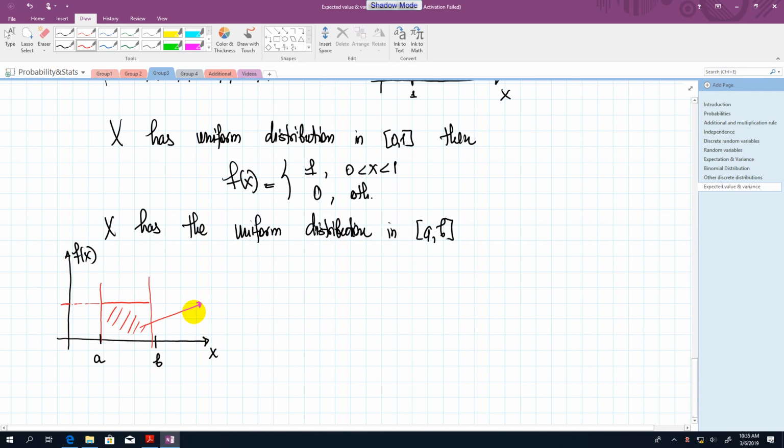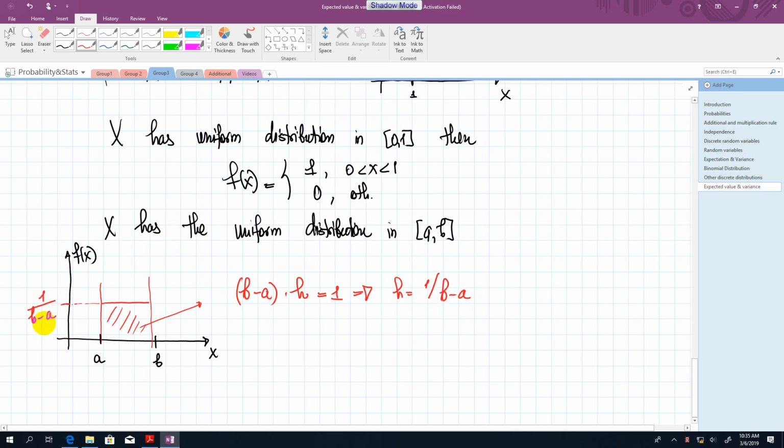So what is the width of this rectangle? The width is equal to b minus a, right? I need to multiply this by the height, and this should be equal to 1, right? So what is the height then? 1 over b minus a, right? So here this is 1 over b minus a.